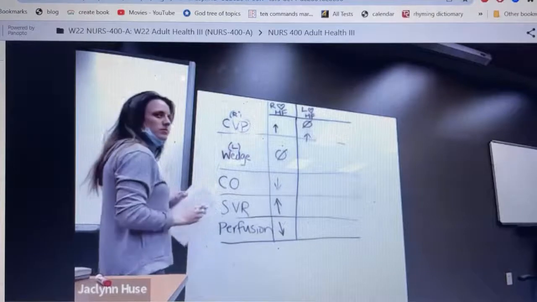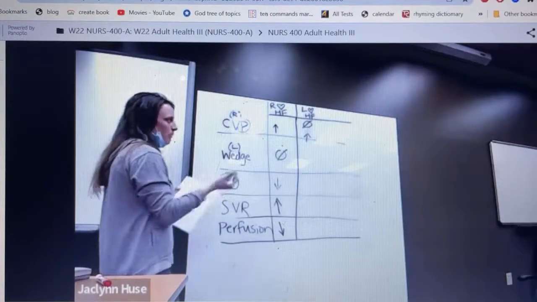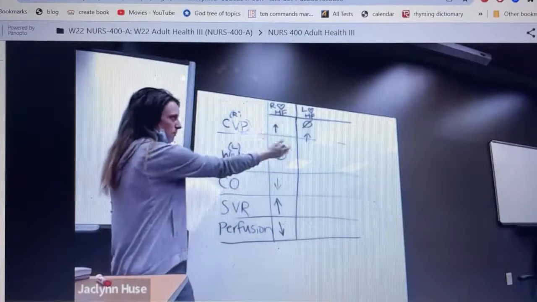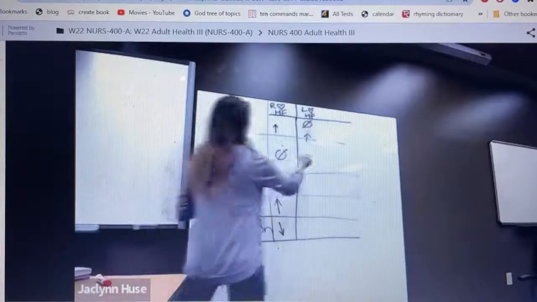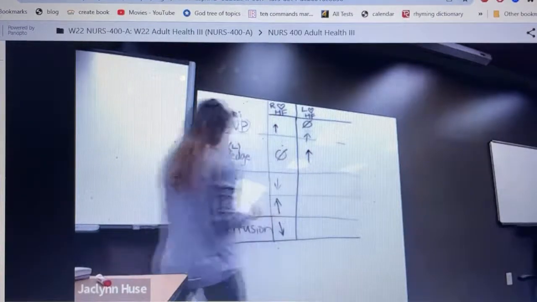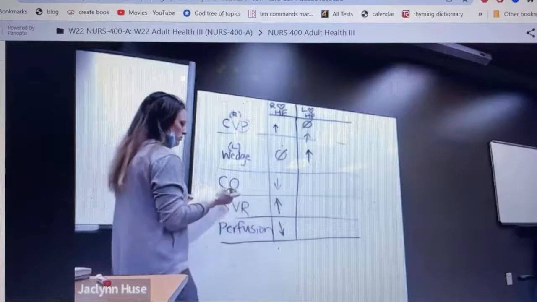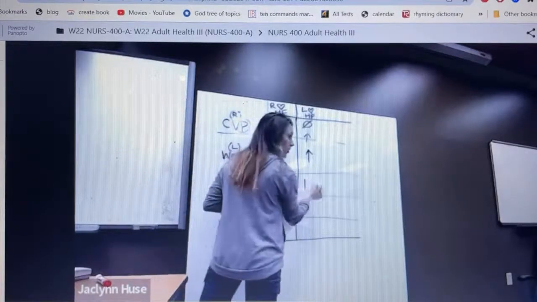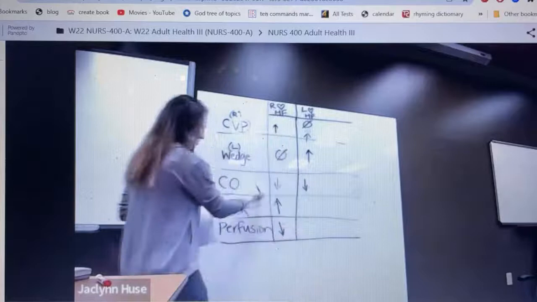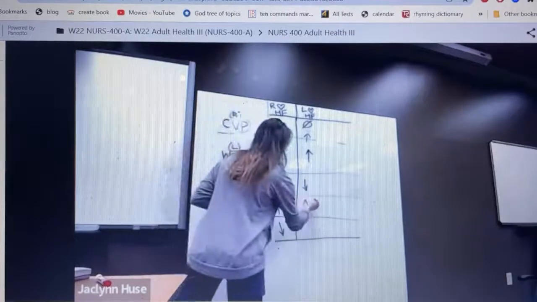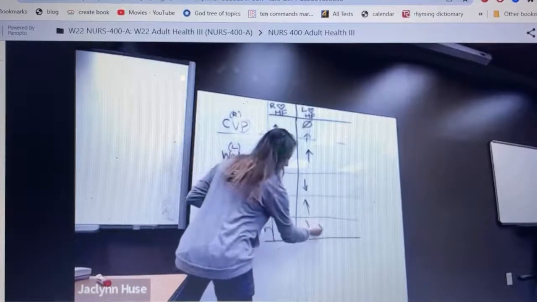Wedge pressure. Obviously up, because it's the left side that's failing, and this is representative of the left side. So wedge pressure will be high. What do you expect to see for cardiac output? Low. This is going to always be low. And then this is always going to be up, and this is going to be down.